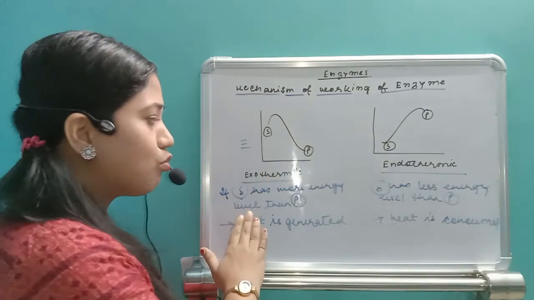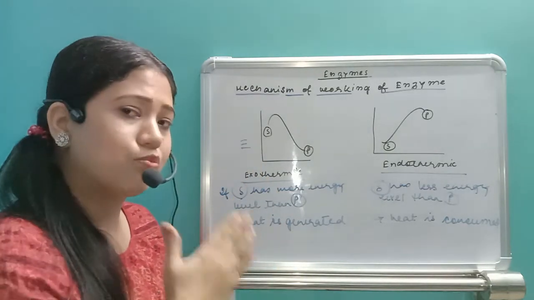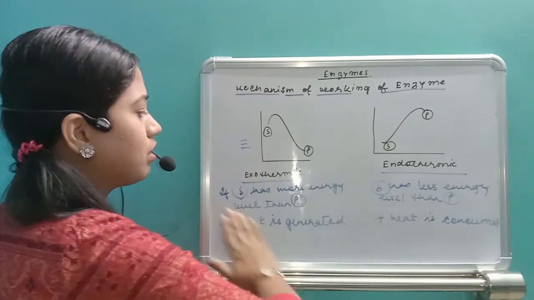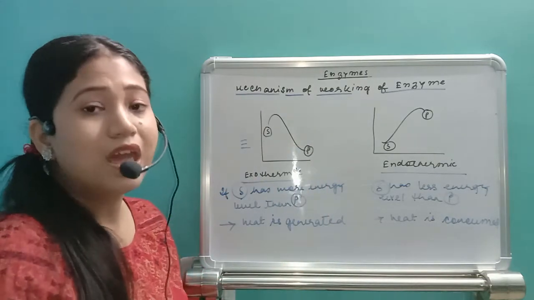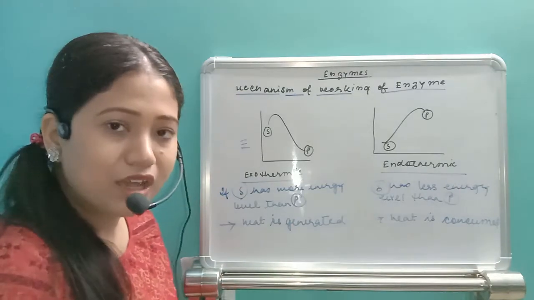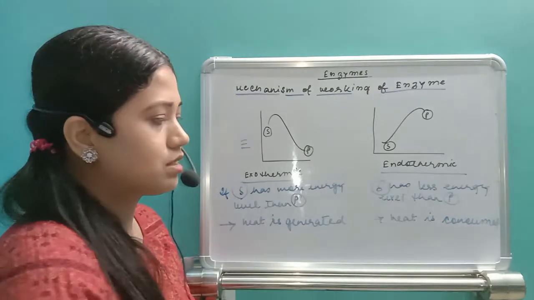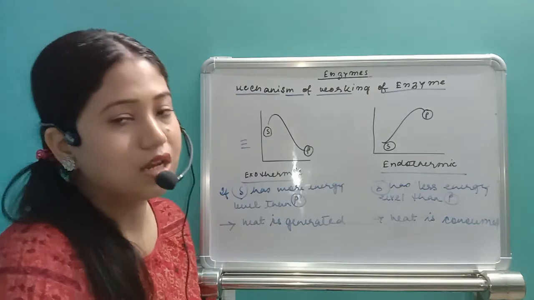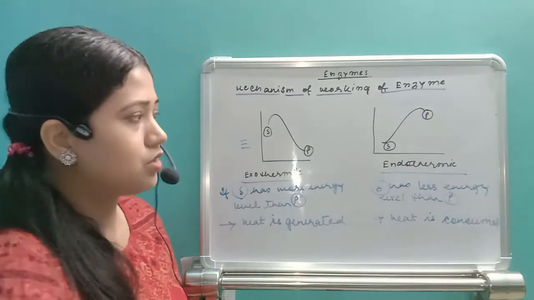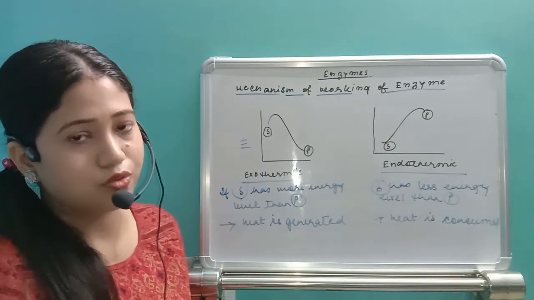The substrate has more energy than the product, so heat is released and the product has less energy. That will be the graph of an exothermic reaction. If the substrate takes up energy, being consumed as the product forms, and the product has more energy as compared to the substrate, then it will be called an endothermic reaction. So these two graphs are going to be important for the NEET exam also.